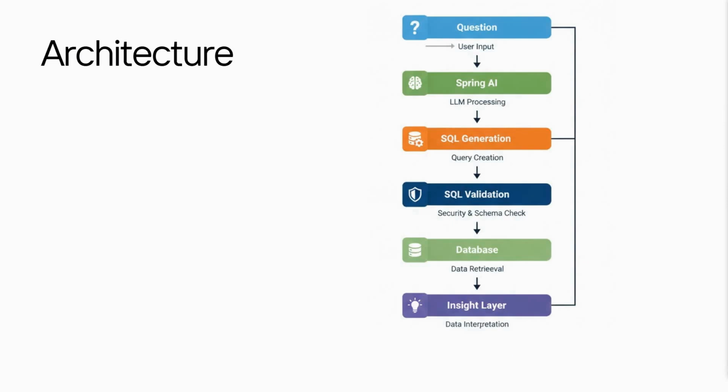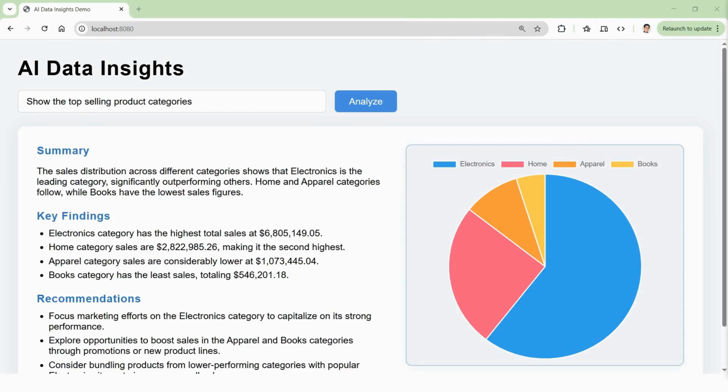Building AI-powered systems is not about just calling an LLM. It's about designing the correct architecture around it. If you are serious about building production-ready AI systems with Spring AI, understanding these principles is essential.